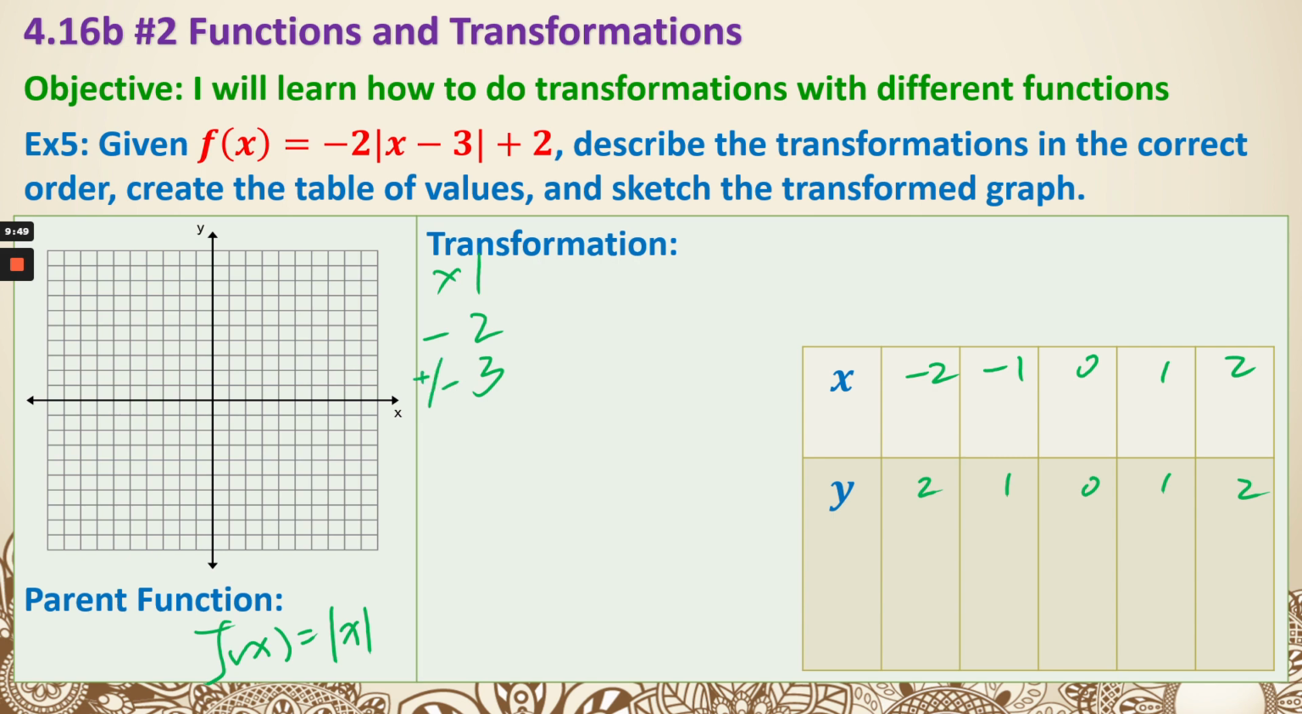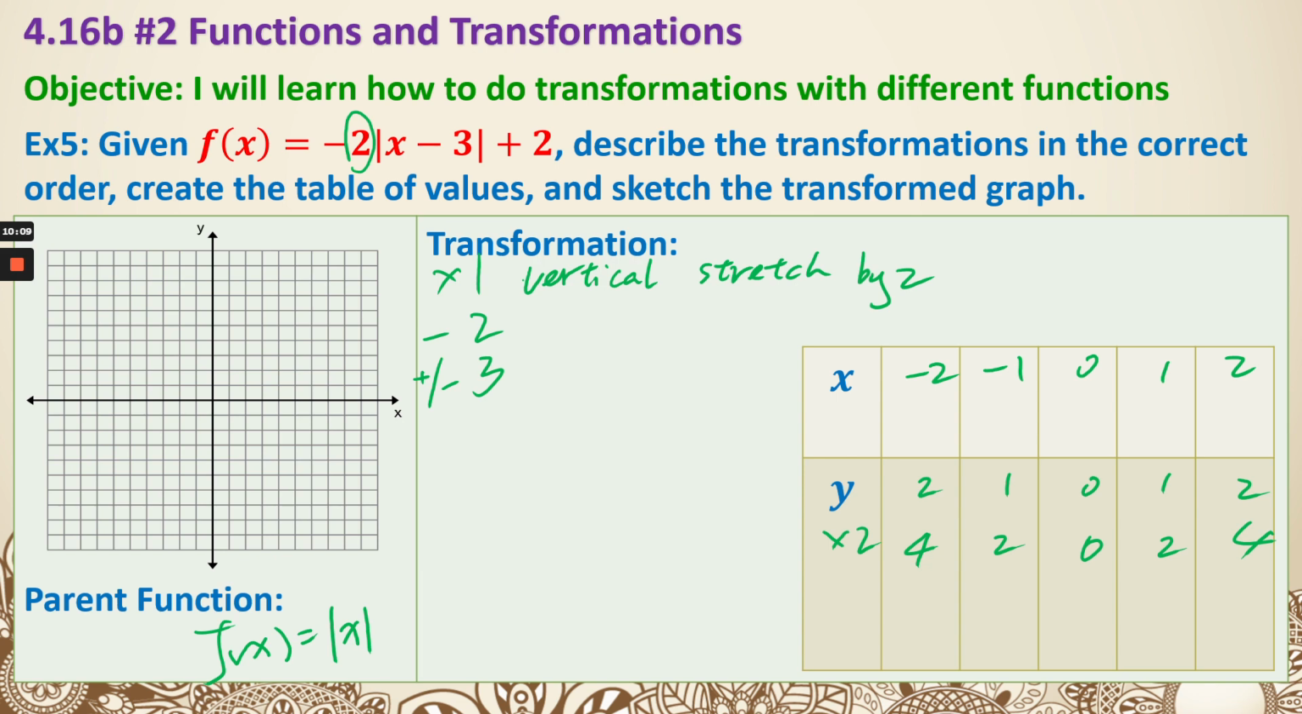Start with 1. We do have a 2 right here, and that is outside the absolute value. So that means it's actually after the absolute value. That means it's going to be a vertical stretch by 2. So multiply by 2 on all the y's: 4, 2, 0, 2, 4.